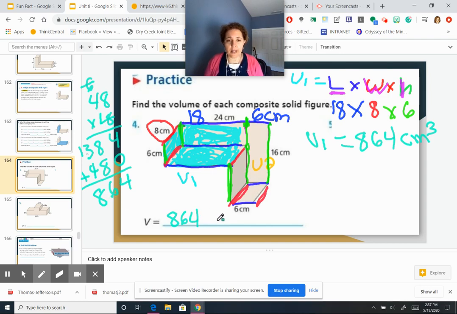But I'm not done, right? Because that's just for volume 1. I still need to add up volume 2. I still need to do that. Now notice I did something a little bit different here. Notice I put centimeters and then a 3 to the 3rd power. So that's another way to write it.